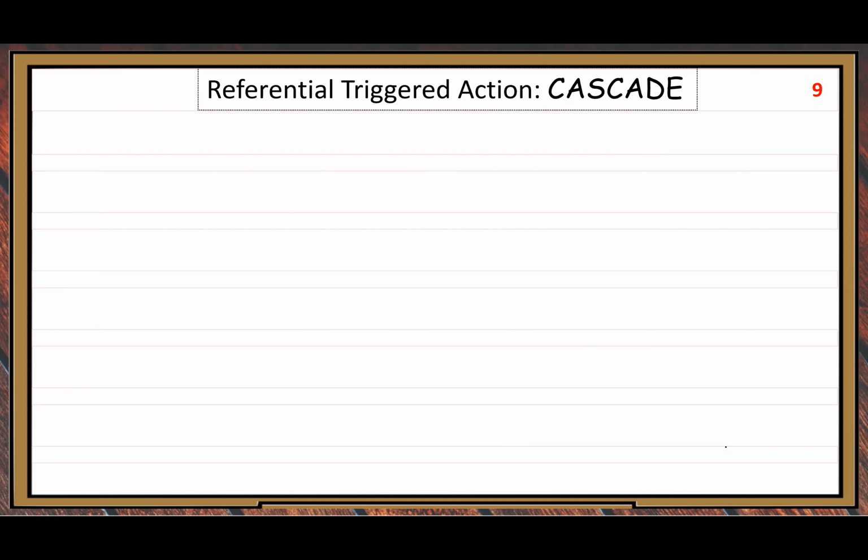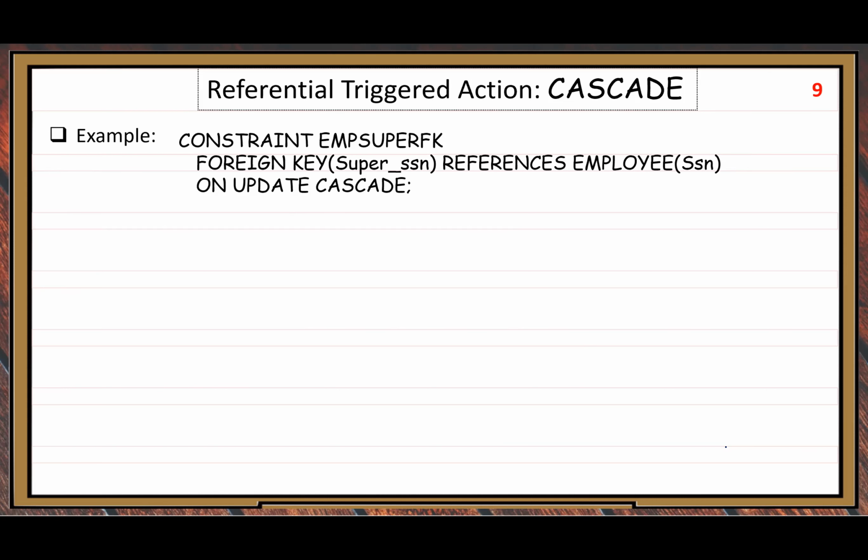This time, referential triggered action, cascade action. This name tells you the basic things it can do, in this cascade way. All right, so let's look at the description here. Example.